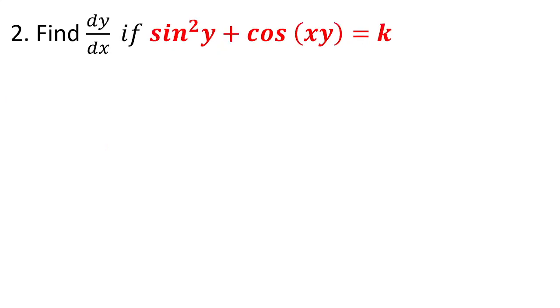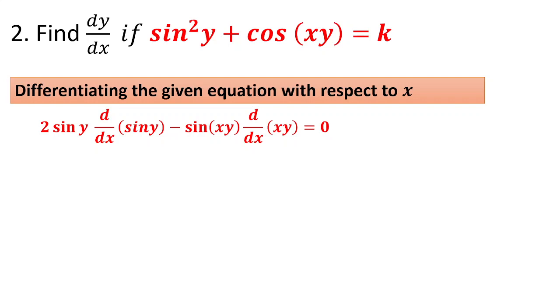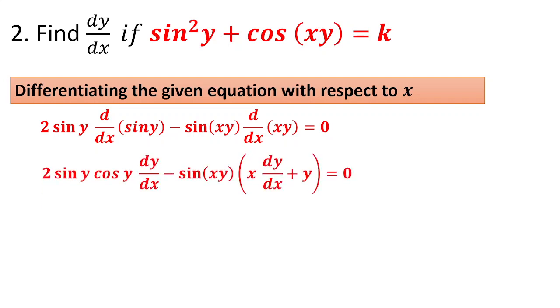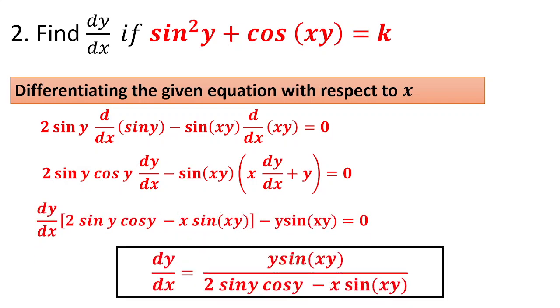It is sin square y plus cos of xy is equal to k. Just differentiate from left to right. What is the differentiation of sin square y? 2 sin y into differentiation of sin y, minus cos xy differentiation is minus sin xy into differentiation of xy. What is the differentiation of sin y? It is cos y into dy by dx. The differentiation of xy, you have to use product rule. Keep x, differentiate y, plus keep y, differentiate x. Now collect all dy by dx to one side. Then push it. You will get the answer. So dy by dx is y sin of xy upon 2 sin y cos y minus x sin xy.